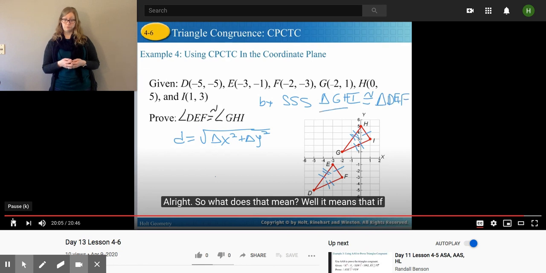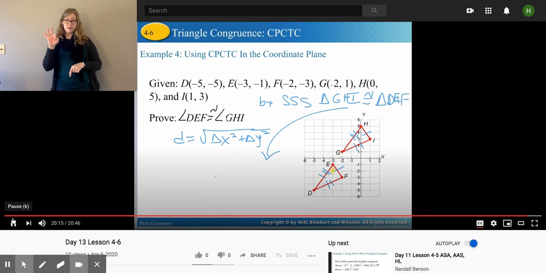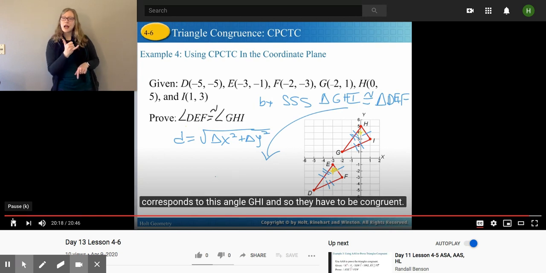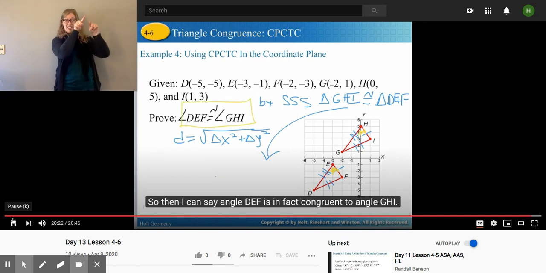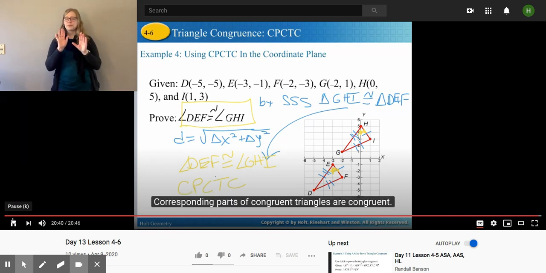All right, so what does that mean? Well, it means that if that is true, then this angle DEF, which is this angle right here, corresponds to this angle GHI, and so they have to be congruent. So then I can say angle DEF is in fact congruent to angle GHI. Why? Because of CPCTC: corresponding parts of congruent triangles are congruent.